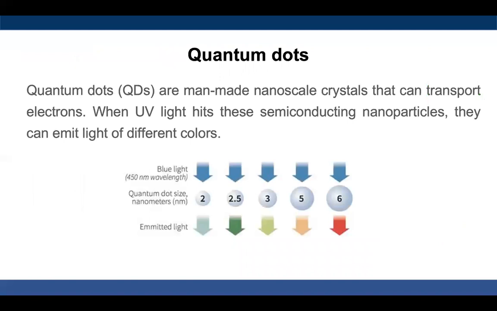Well, now talking about quantum dots. Quantum dots are man-made nanoscale crystals that can transport electrons. When UV light hits the semiconducting nanoparticles, they can emit light of different colors. Different types of quantum dots can be excited with the same light wavelength, and their narrow emission bands can be detected simultaneously for multiple assays. The fluorescence bands of quantum dots depend on their composition, size, and shell thickness.